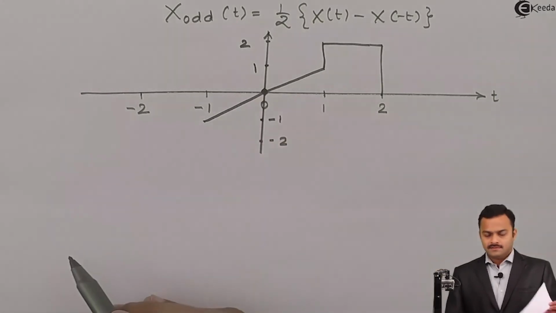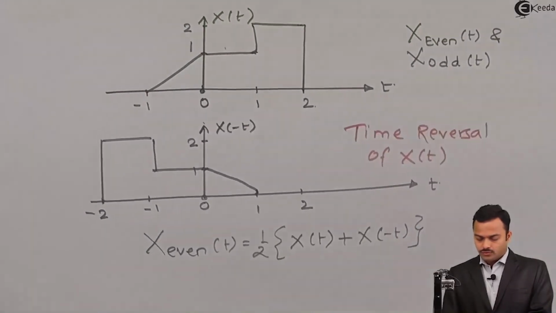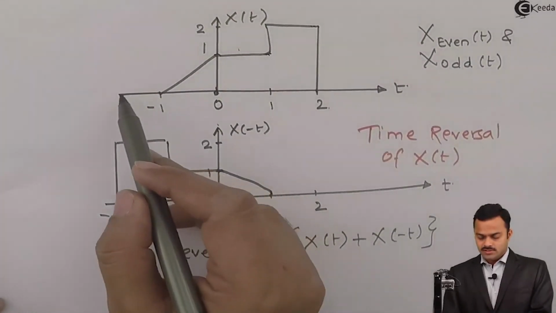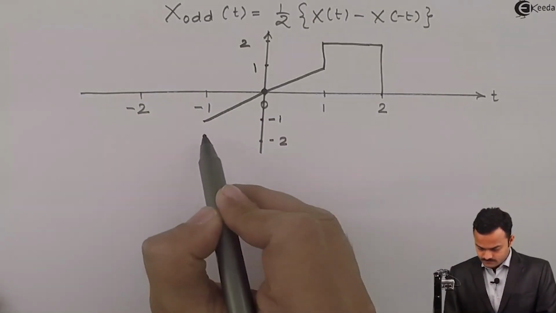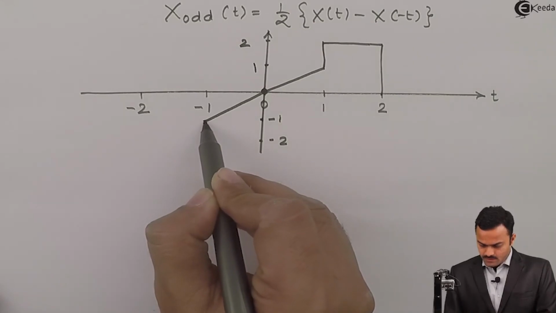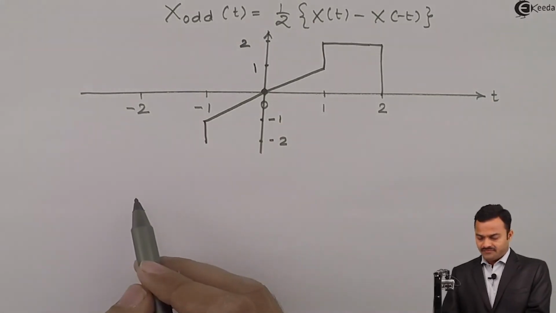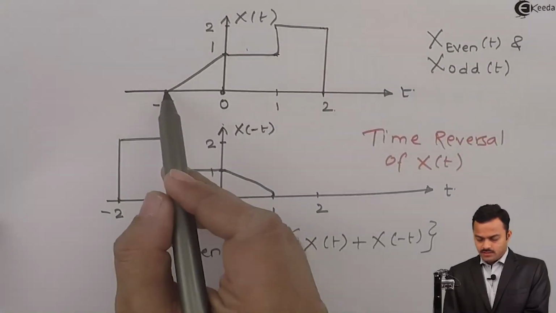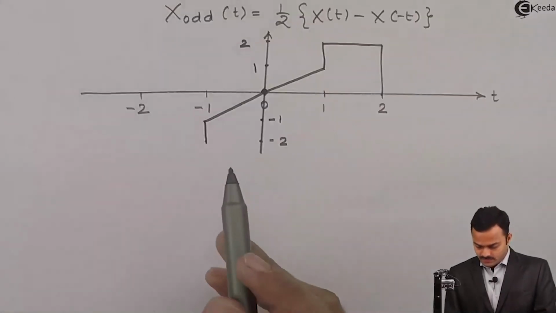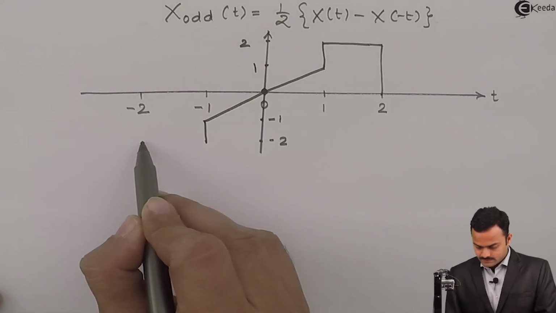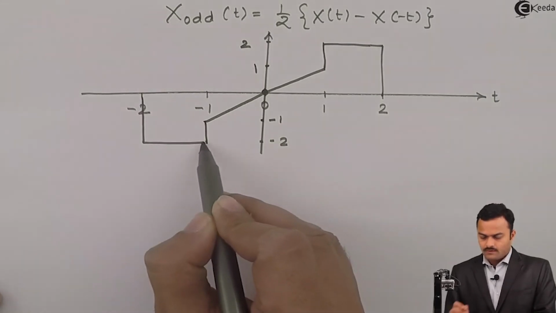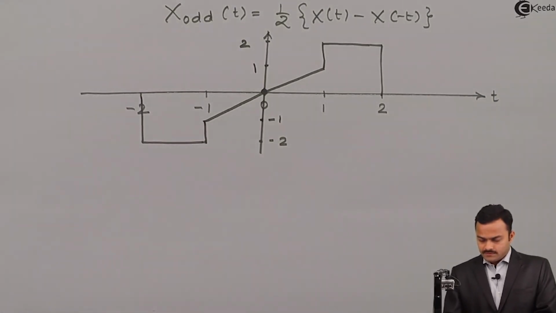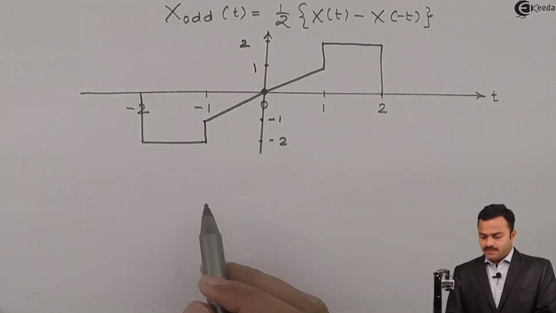And then here the value is shooting from 1 to 2, but this is 0 only. So 0 minus 2 will be minus 2. And we'll get minus 2 thereafter, because here it is 0 and here it is 2. So in the end we will get a signal like this. So this is x of t minus x of minus t.